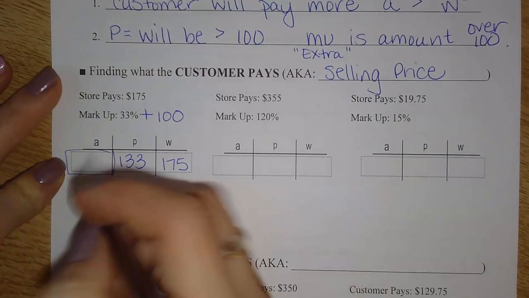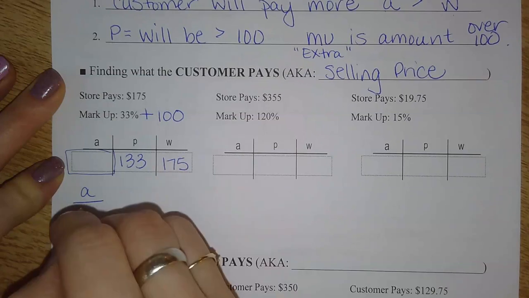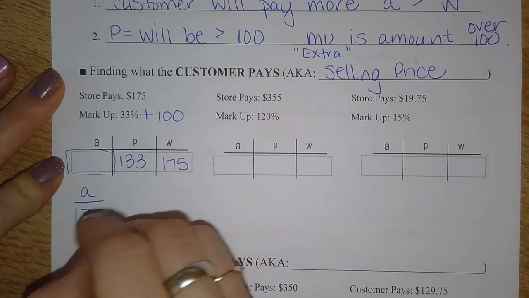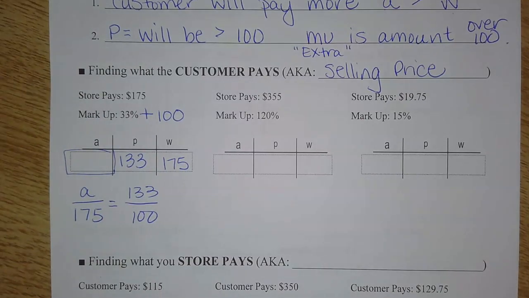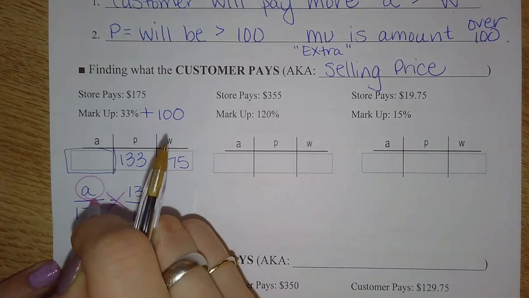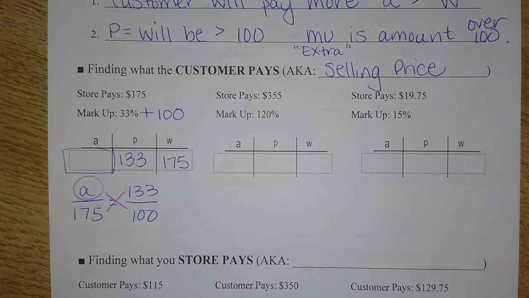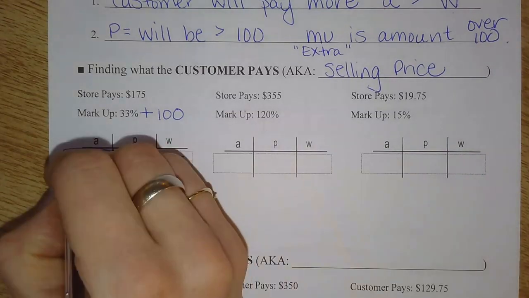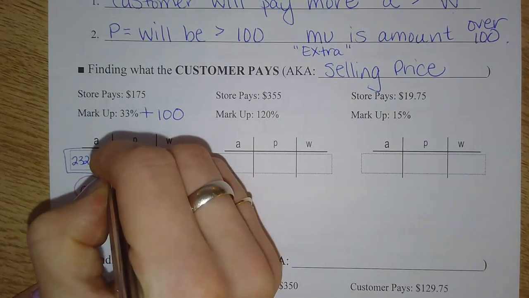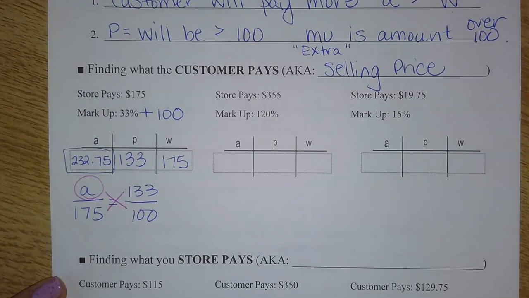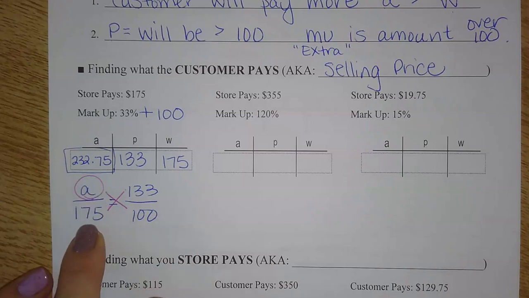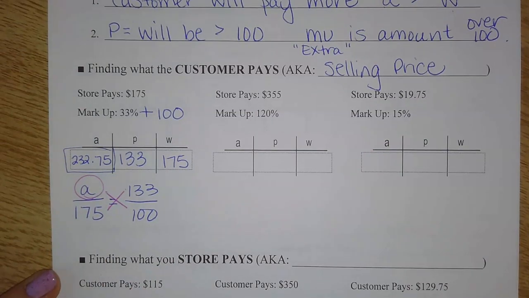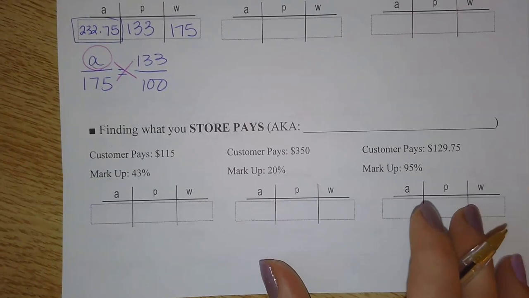So let's use our proportion. A over W, so customer over the store, equals 133 over 100. Okay, go ahead and cross multiply. So we're just going to cross multiply and look for A. So I did that and I got, check me on your calculator, 232.75. So let's make sure, did the customer, if they paid $232, they paid more than the store? Yep, makes sense. Okay, next one.